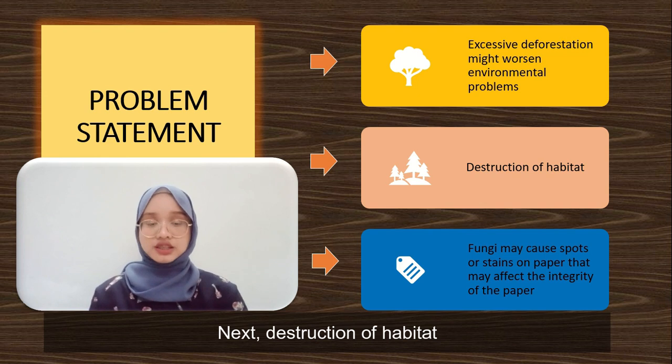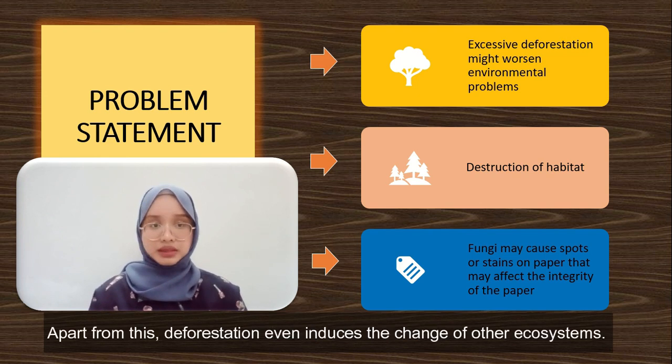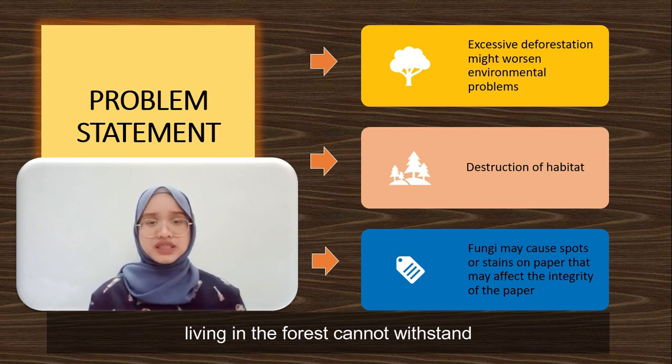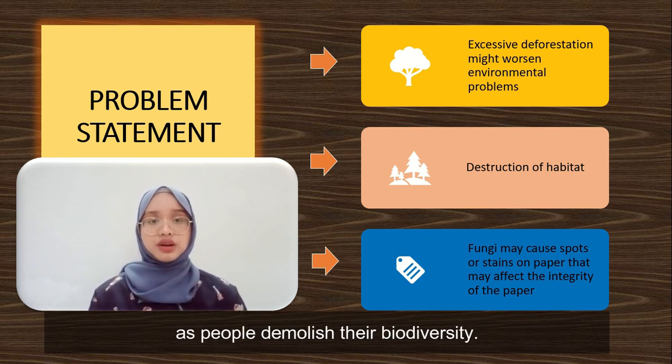Next, destruction of habitat. Apart from this, deforestation even induces the change of other ecosystems. After deforestation, many types of flora and fauna species living in the forest cannot withstand as people demolish their biodiversity.